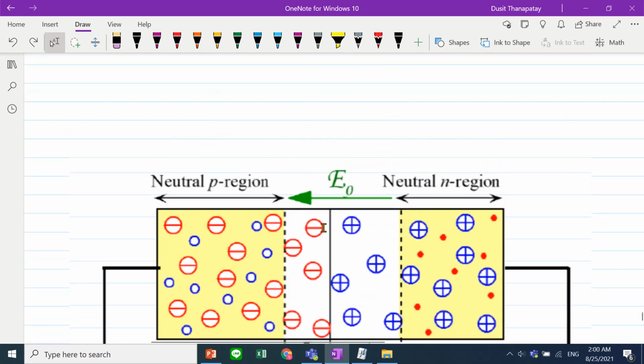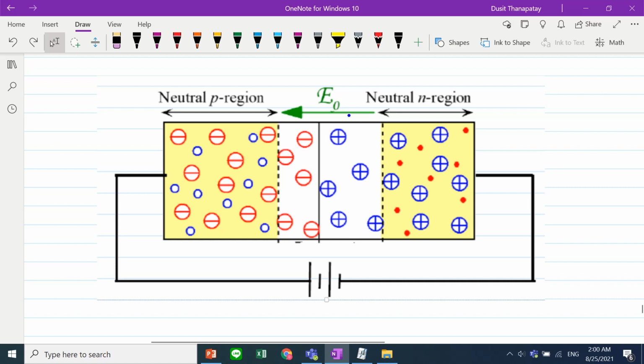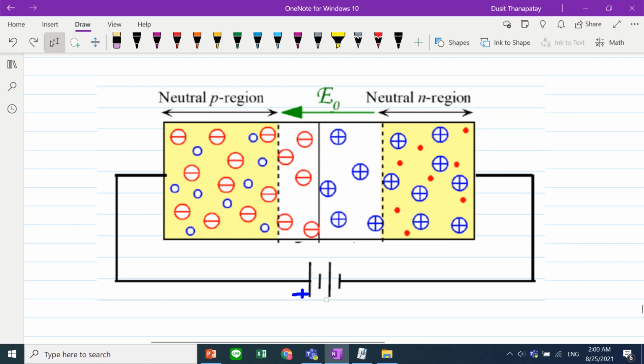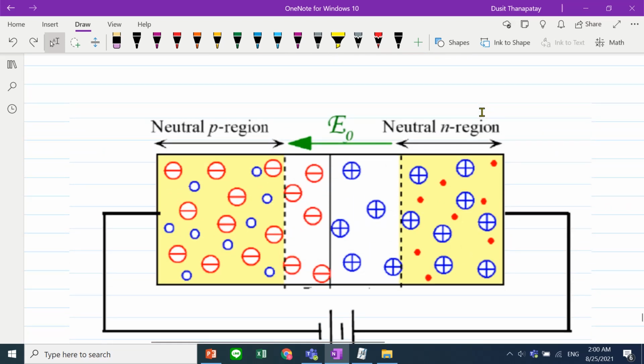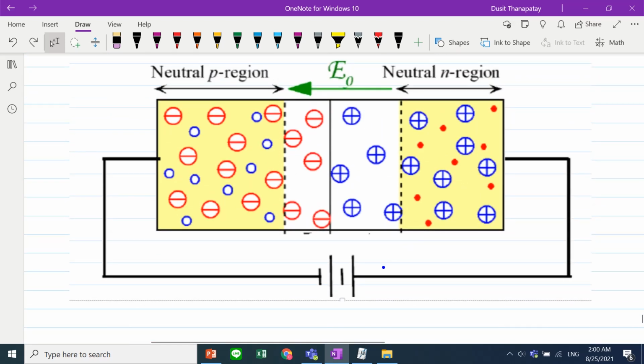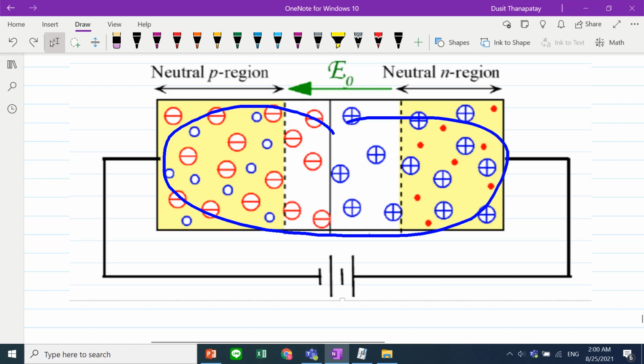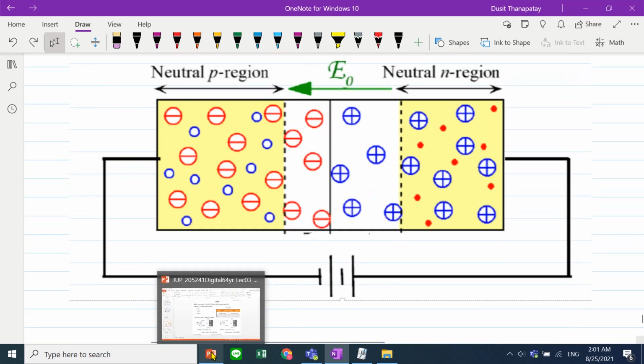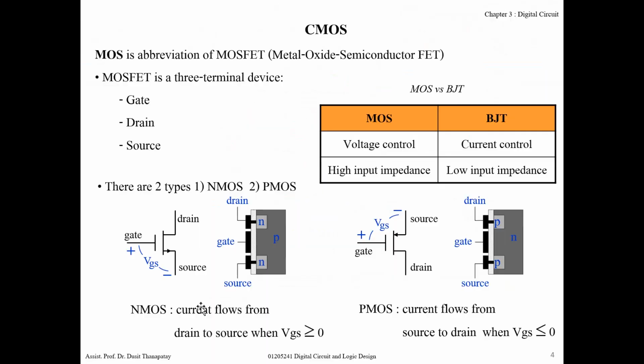So if you want this element to conduct current, you must apply positive voltage at the P region and negative voltage at the N region, or do forward bias. If you do reverse bias, namely negative at P and positive at N, this element cannot conduct current. Okay, this is the basic. Now back to the lecture note.